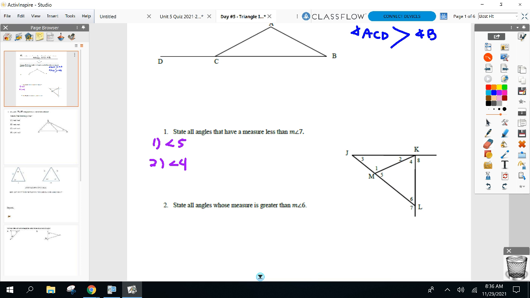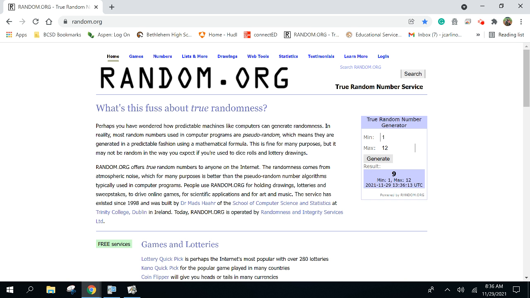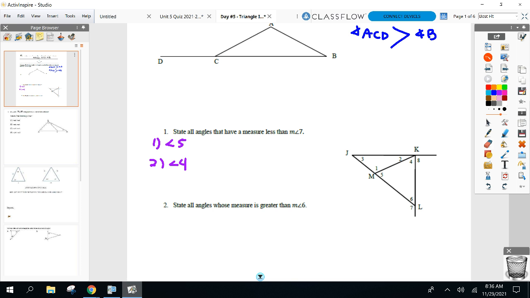Name another triangle where 7's the exterior. Now we're rocking. J and K. Oh, the big one would be JLK. There we go. Perfect. Everyone's good there. And clearly 7's an exterior for that one.